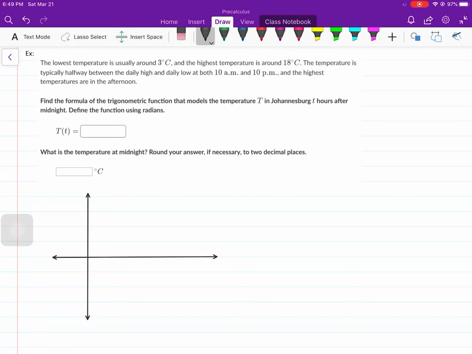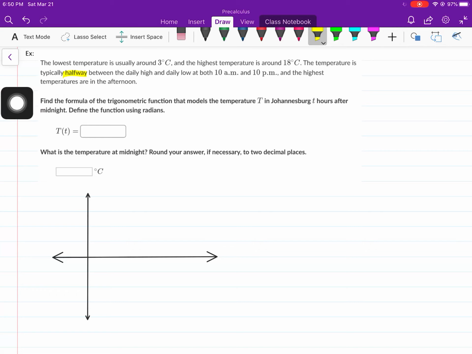All right, due to the popularity of these phase shift word problems, I'm going to go ahead and do another video for you guys. So the lowest temperature is usually around 3 degrees Celsius, and the highest temperature is around 18 degrees Celsius. The temperature is typically halfway between the daily high and the daily low at both 10 a.m. and 10 p.m., and the highest temperatures are in the afternoon.